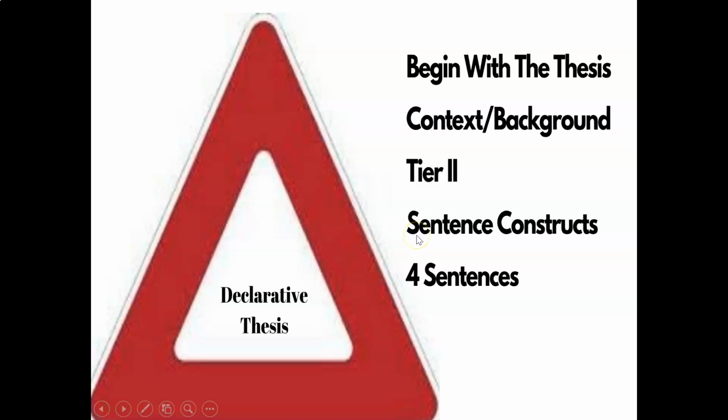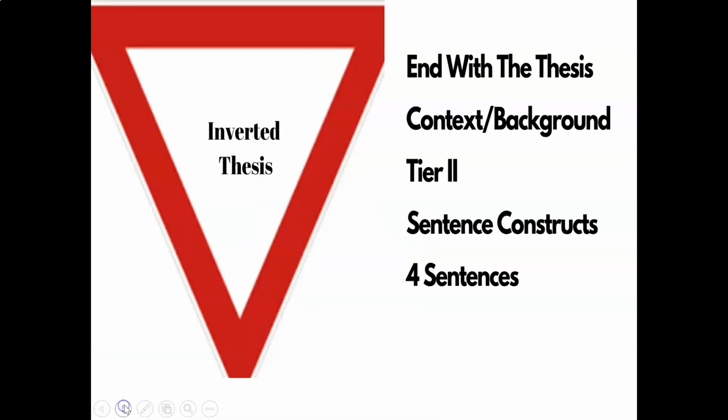Ultimately, our younger, emerging, struggling students overuse independent clauses and short, simple declarative sentences. So the rhythm is like da da da da da da da da. So we got to break that. And as I already said, exactly 4 sentences. Now you can flip that over and invert, which means you're going to start with the context and background, maybe a hook, maybe an analogy. As you funnel it down towards the 4th sentence, the 4th sentence is going to be the thesis statement. So same stuff, context, background, tier 2, sentence constructs. It's just the placement of the thesis goes last instead of first.